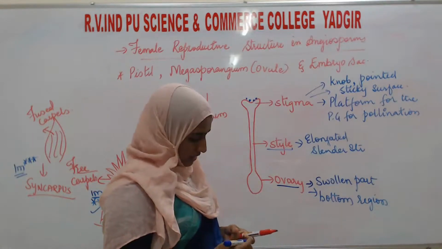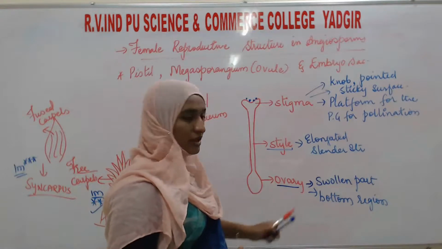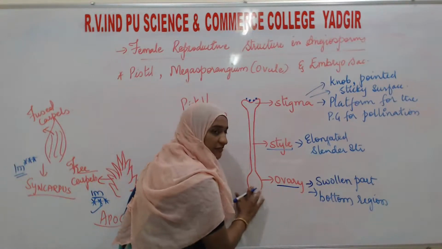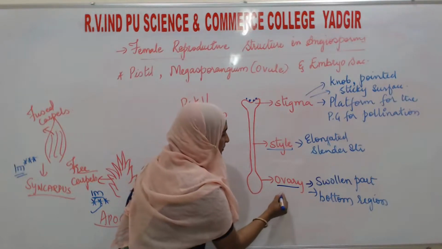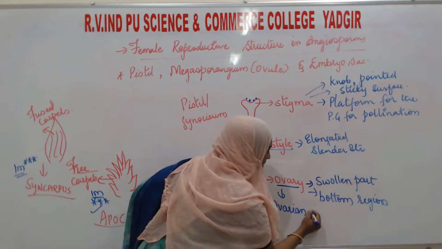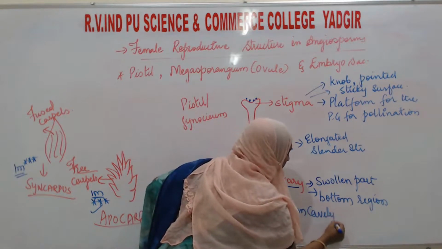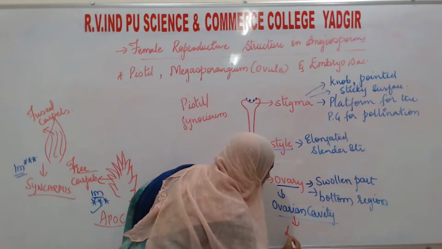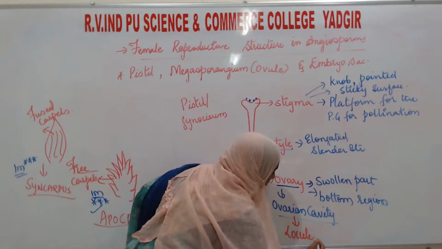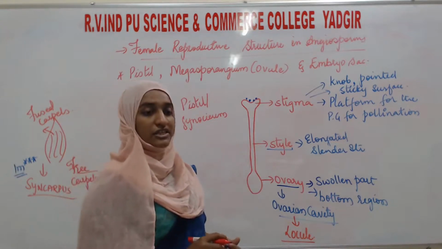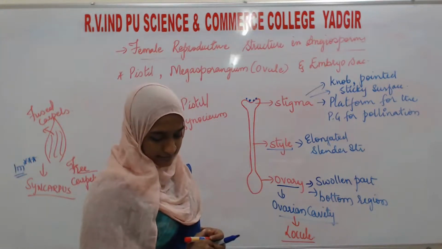Then inside this ovary, there is an ovarian cavity. This cavity or chamber inside the ovary is known as the locule. You had already studied this in first PU class.